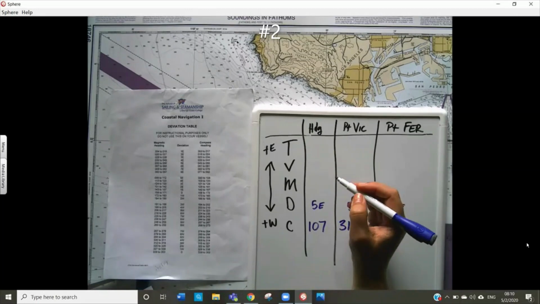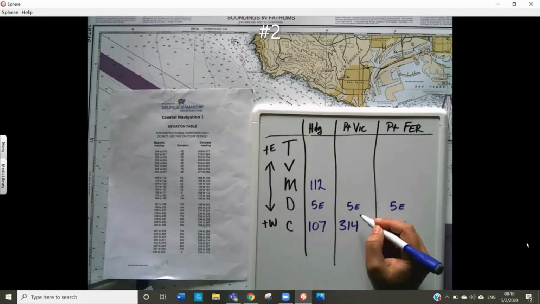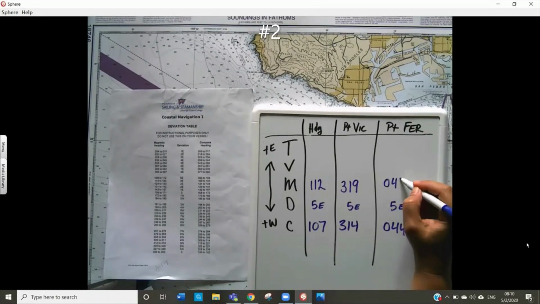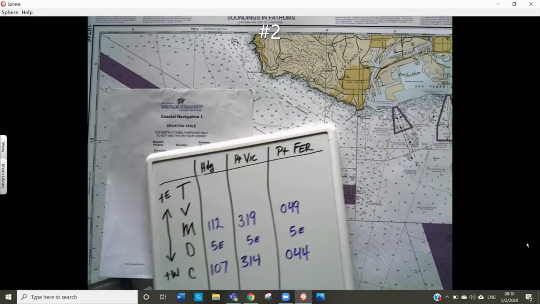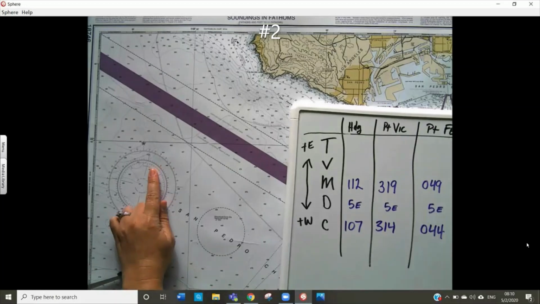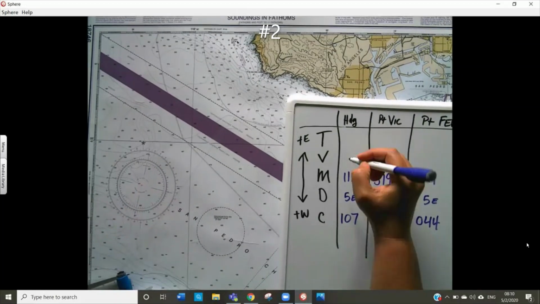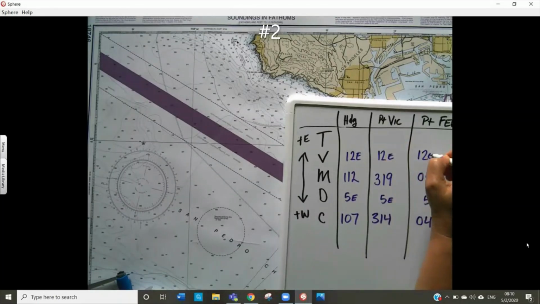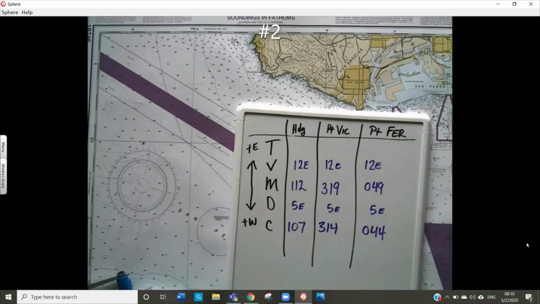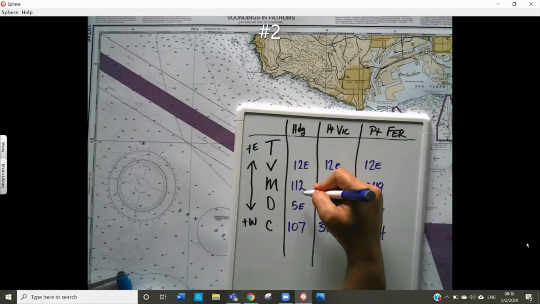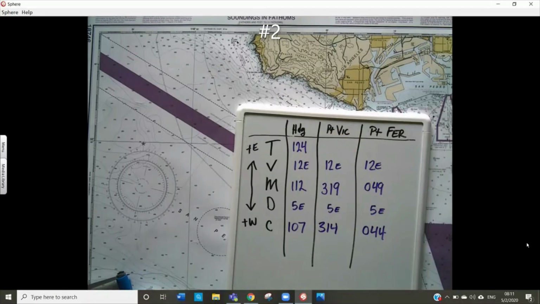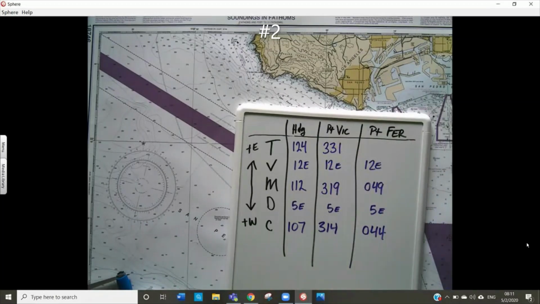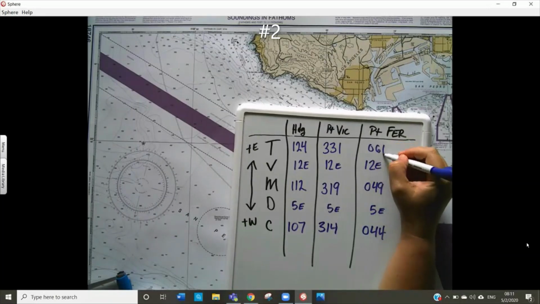We get 1, 1, 2. Add east to this is 3, 1, 9. Add east is 0, 4, 9. Now variation is on the chart. On the compass rose, we have 12 east as our variation. Again, that is east, so we are going to be adding it. So we get 1, 2, 4, and 3, 3, 1, and 0, 6, 1 for our true.